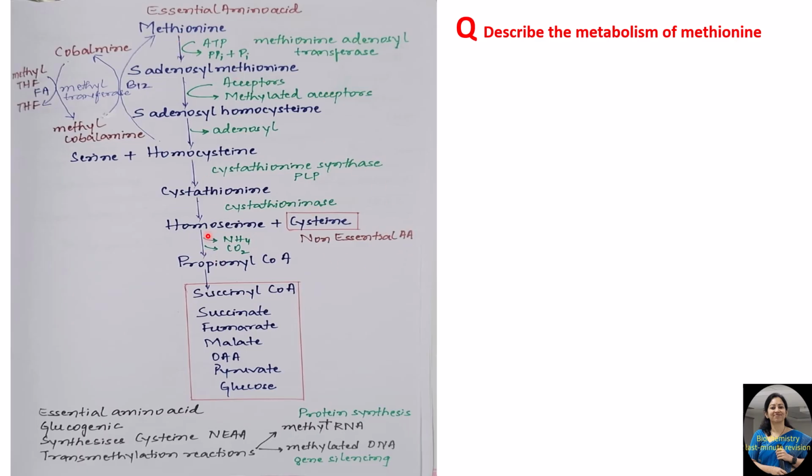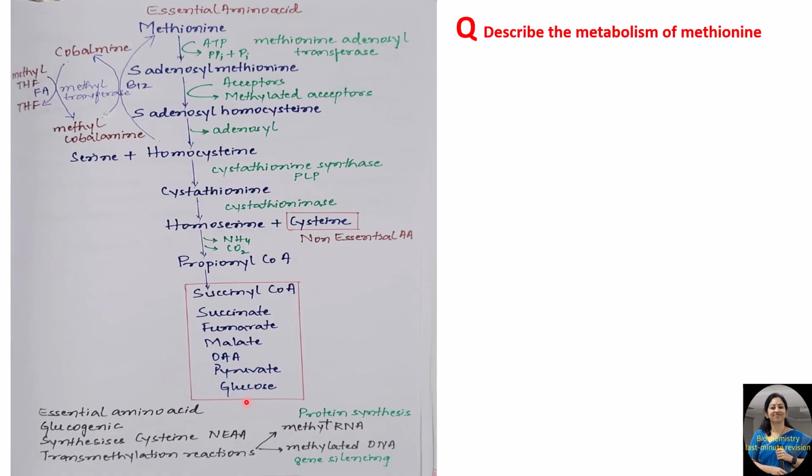So in the next step, homocysteine undergoes deamination and decarboxylation non-enzymatically to form propionyl CoA. Now this propionyl CoA undergoes carboxylation to form methylmalonyl CoA, which gets converted to succinyl CoA. Now this will enter the TCA cycle. Succinyl CoA gets converted to succinate, fumarate, malate, oxaloacetate, and this gets converted to pyruvate, and pyruvate by gluconeogenesis gets converted to glucose. This is the reason why methionine is glucogenic.